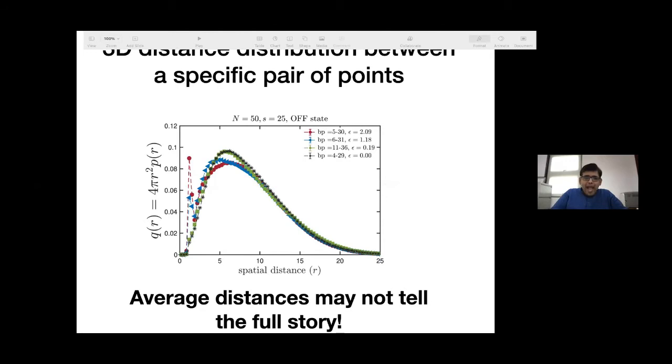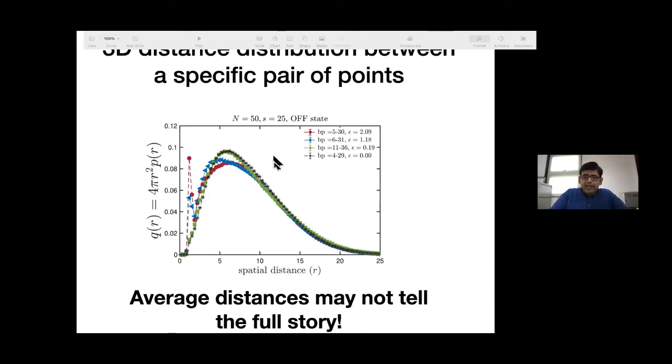Okay, now the average may not tell the whole story, so we can compute the distributions. This is the distribution of 3D distances, like 4 pi r squared P of r. And what you see is that you take, for example, two segments, 5 and 30, 6 and 31, 11 and 36. So you can take many different segments that are 25 monomers away, and then ask what is their P of r, what is their distribution of distances. And if the interaction is very strong, you will see a second peak here at the early distances. And if the interaction is very small, it will be just a single-peak distribution.